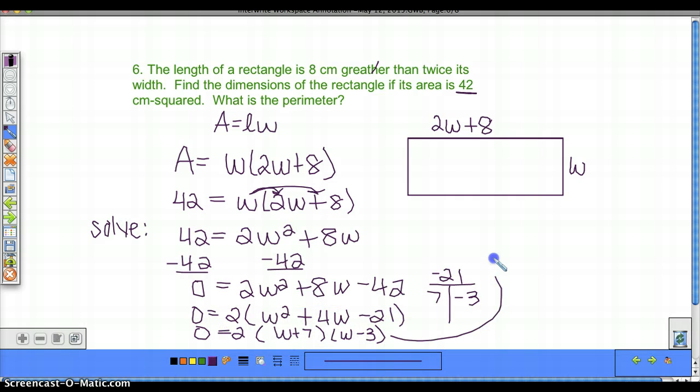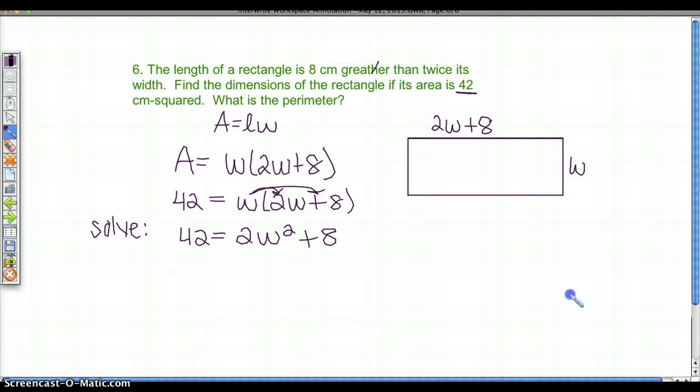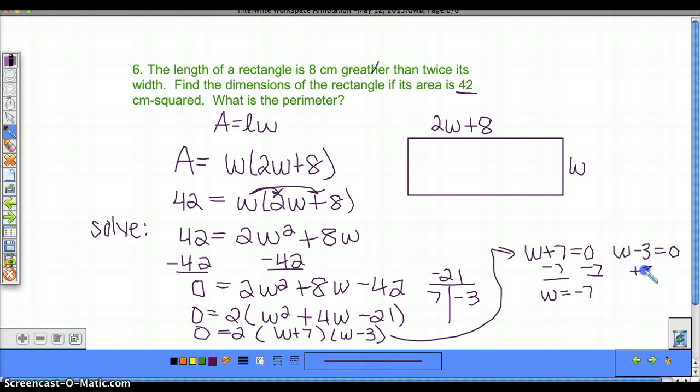I'm going to move it over here to finish it. And so either W plus 7 is going to equal 0 or W minus 3 is going to equal 0. Here, when we subtract 7 over, we get W is negative 7. And here, when you add the 3 over, we get W equals 3. Now, we need to pick the answer that's going to make the most sense. If you notice, we can't have a negative width on a rectangle, so we're not going to use the negative 7, but we are going to use W equals 3.